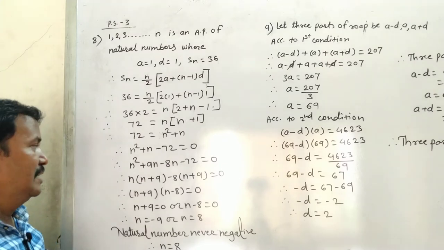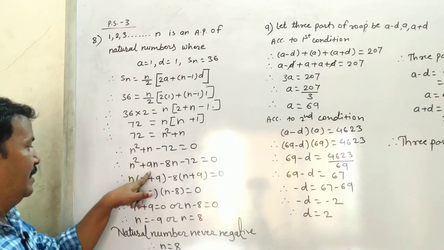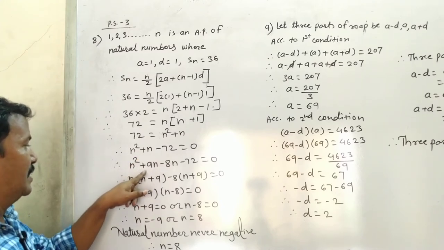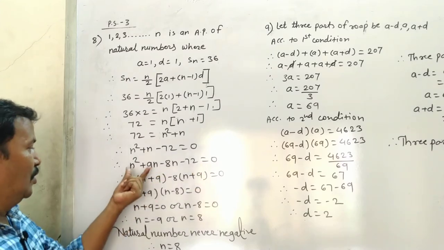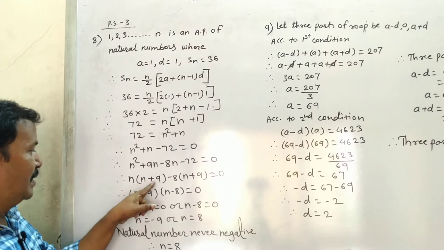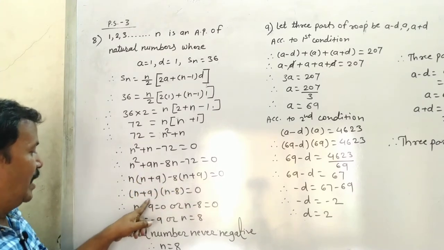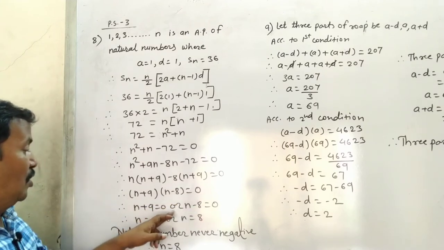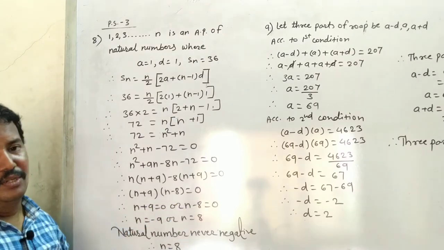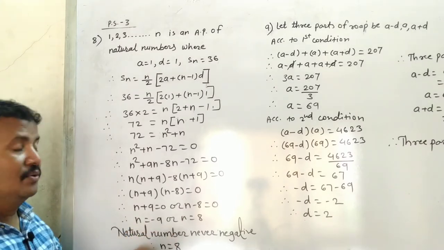So 8 9 ja 72. Yahan pe plus 1 isliye greater number 9 plus aayega. n square plus 9n minus 8n minus 72 is equal to 0. Dono mein common n liya, n plus 9, yahan pe minus 8 liya, n plus 9 is equal to 0. So n plus 9, n minus 8 is equal to 0, n plus 9 is equal to 0, or n minus 8 is equal to 0. Therefore, n is equal to minus 9 or n is equal to 8.